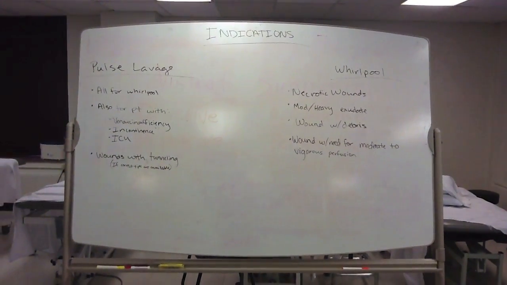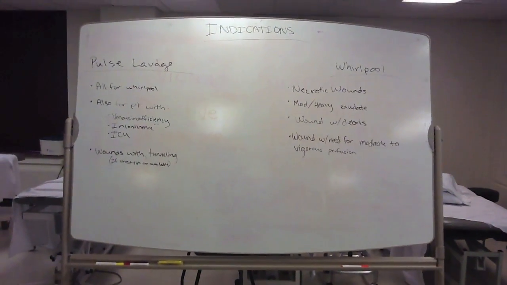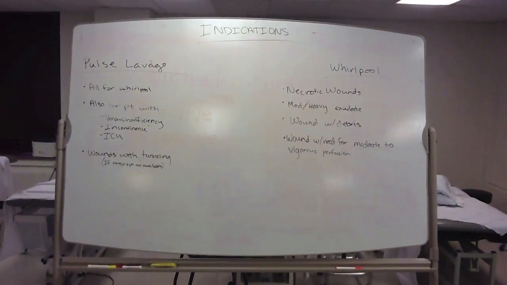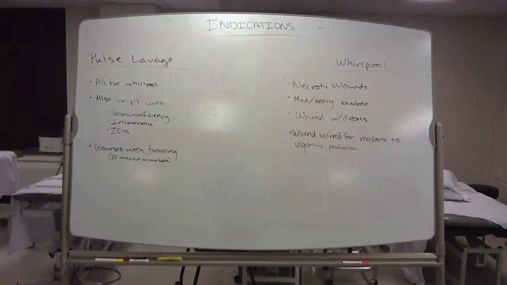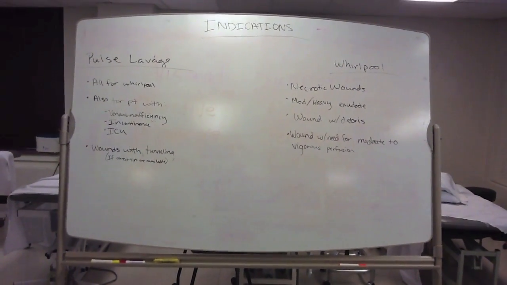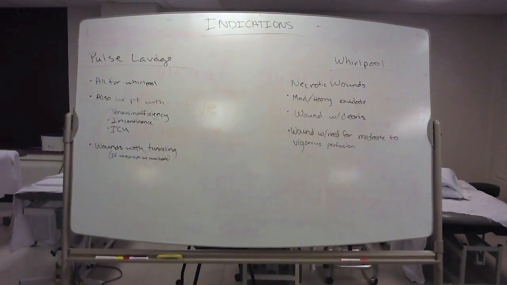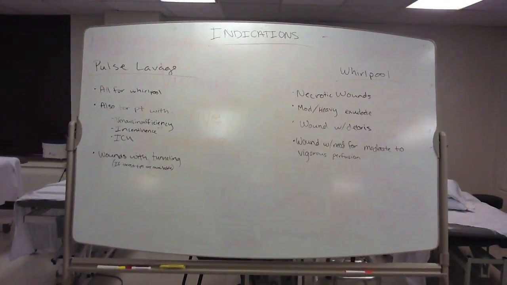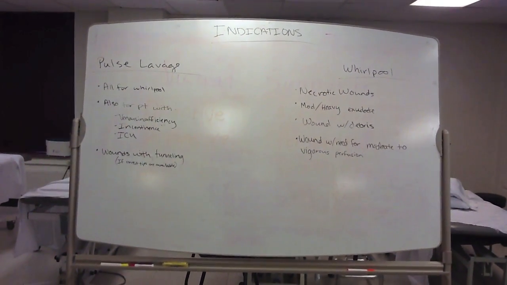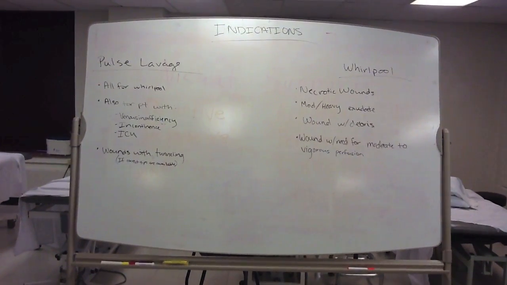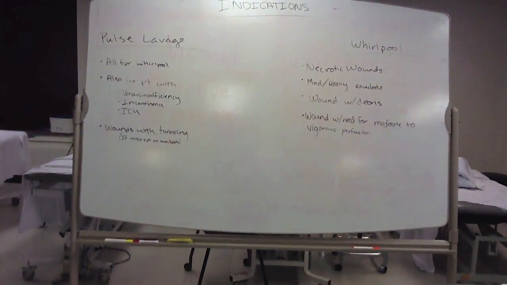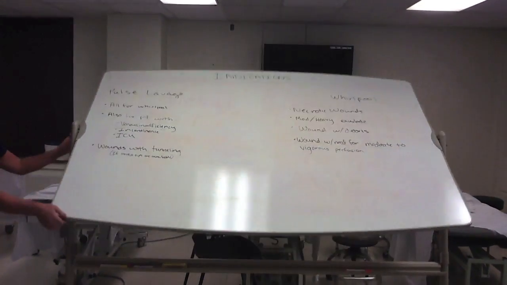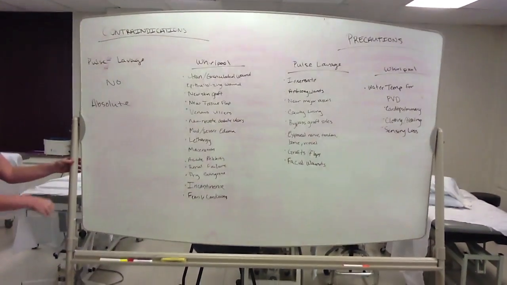Today we're talking about the differences between Pulse Lavage and Whirlpool. We'll start with the indications. First with Whirlpool, we have necrotic wounds, moderate to heavy exudate, wounds with debris, and wounds with need for moderate to vigorous perfusion. Pulse Lavage is all of those, as well as patients with venous insufficiency, incontinence, ICU, and wounds with tunneling. Next, we'll flip the board, and we'll talk about the contraindications and precautions.